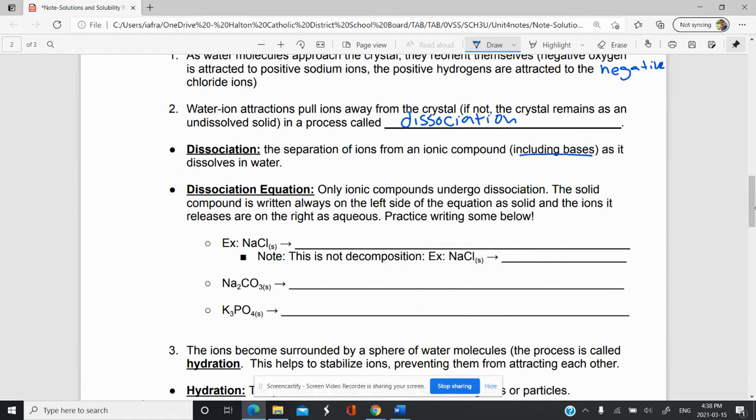And that also includes bases. That's an ionic compound as well. Dissociation really happens for ionic compounds and bases. It doesn't happen for molecular compounds. Okay, it's really just for ionic compounds. We'll see what happens in molecular later.